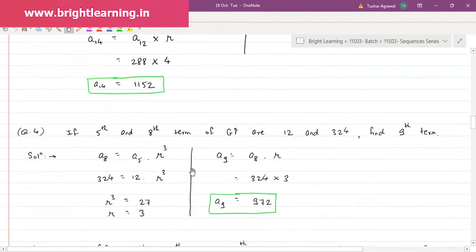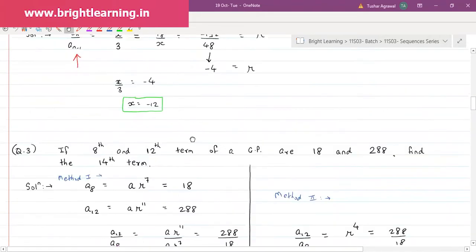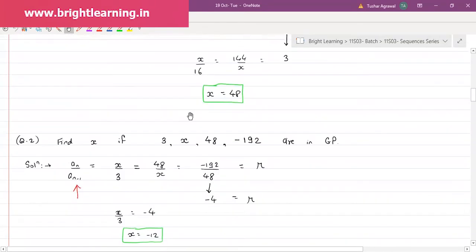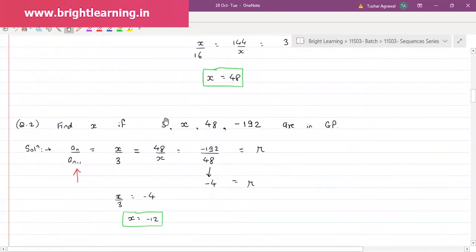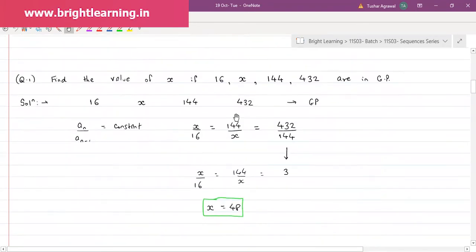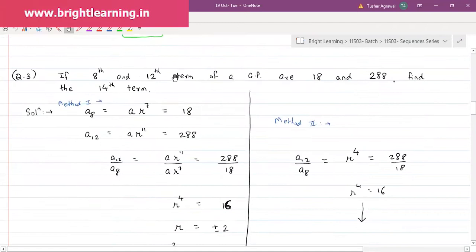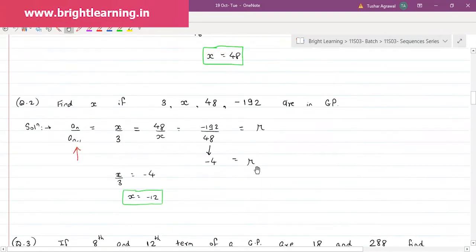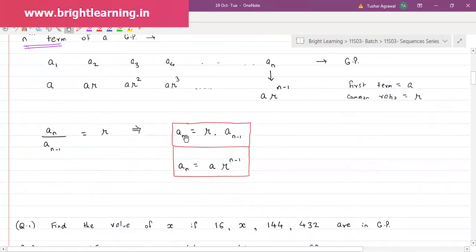We have discussed that the first sums were similar to AP only. If two terms are given, let's say the eighth term and 12th term are given, how to find the next term? How will it be related? The only formula, similar to arithmetic progression, nth term is what? First term into r to the power n minus 1, that is n minus 1 steps ahead.